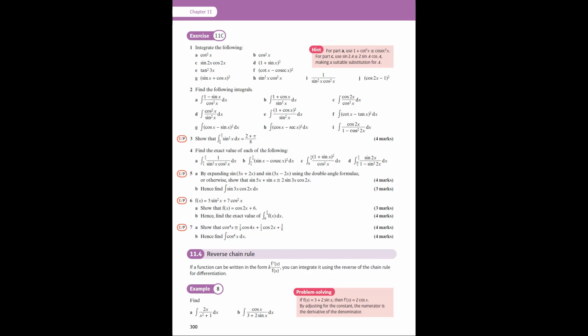Okay, so exercise 11C. You could go down the left-hand side of the page. That'll work. But if you're not sure by the time you finish question 1, maybe you should be looking at a couple of other questions then. Okay? Okay, good. Good luck.